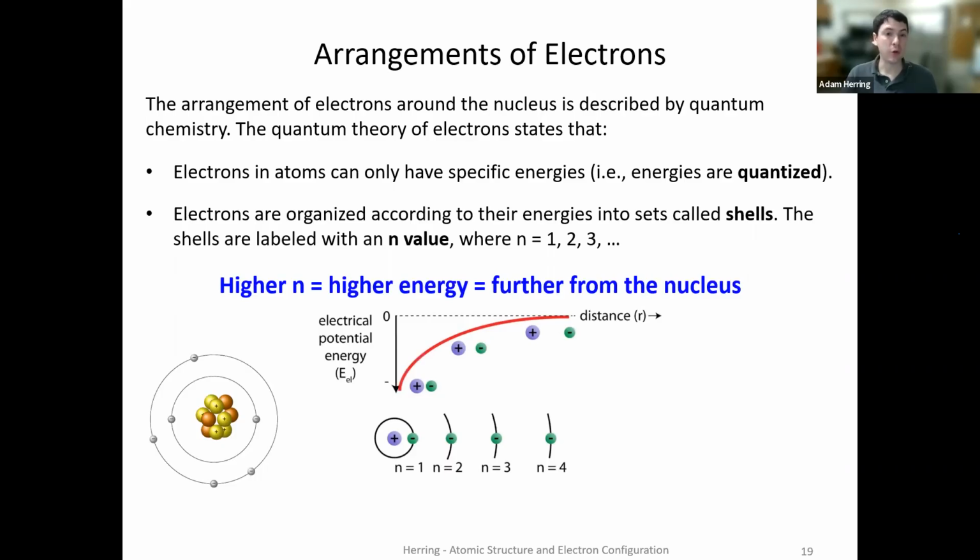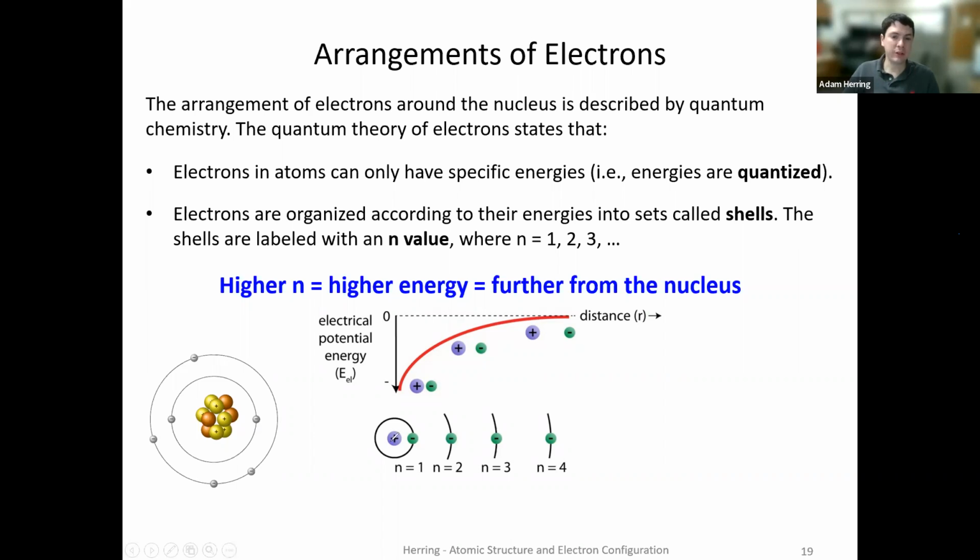We saw earlier, using Coulomb's law, that when you have an attractive interaction with a positive and a negative particle, the closer they are together, the lower their energy is. And the farther they are from each other, the higher the energy is. So the same can be applied when thinking of an atom, where you have the positively charged nucleus in the center and the negatively charged electron around the outside.